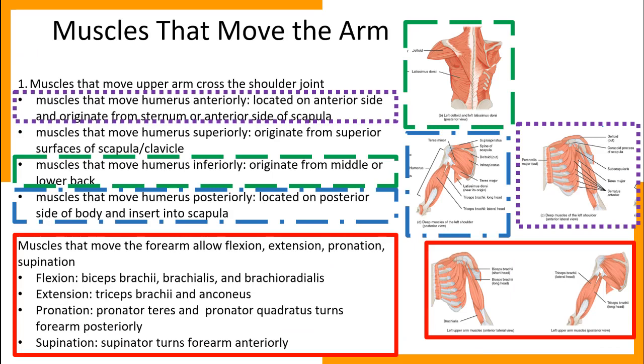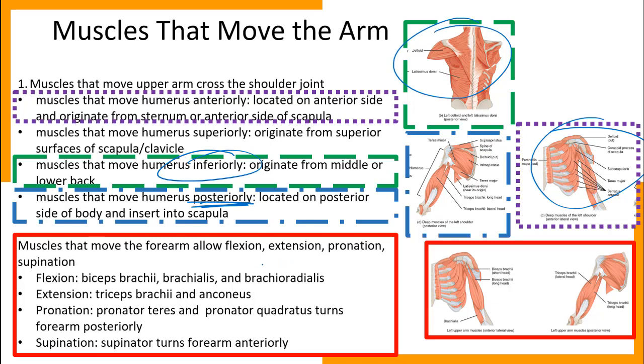When we look at muscles that move the arm, you've got muscles that move the humerus anteriorly, that bring your arm up to the side. You've got muscles that move the humerus inferiorly, right, which are these muscles that move your arm to the back. And then you've got muscles that move your humerus down. And then you've got muscles that move the humerus posteriorly to the back, which are located in the posterior side of the body and insert into the shoulder blade.